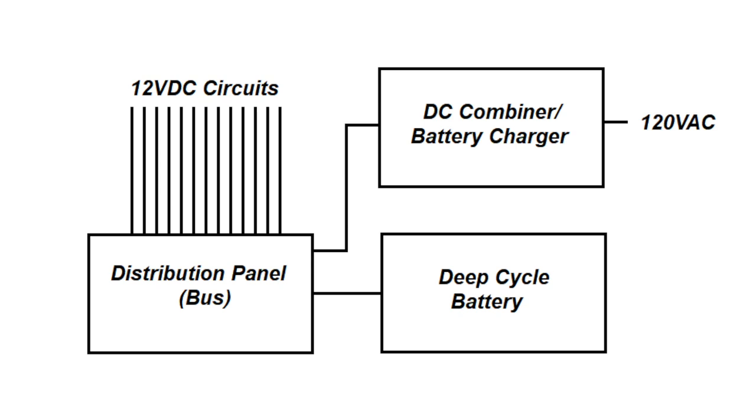That combiner typically includes a battery charger. It's interesting to note that the combiner battery charger and battery are connected through the distribution panel rather than to each other. The battery may also have some directly connected circuits to it, such as levelers, slide-out motors, and even a solar charger, but those are beyond the scope of this video and we won't discuss it further.